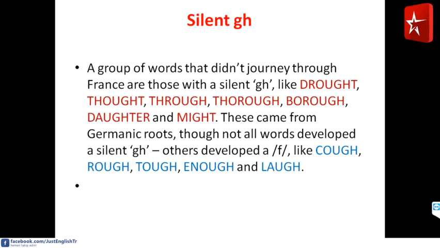Next one is about G and H together. A group of words that didn't journey through France are those with a silent G and H combination, like drought. Okay, can you pronounce after me? I'm gonna pronounce all the words for you to pronounce them correctly. Drought. Can you pronounce drought? No, I didn't pronounce G and H. Drought.